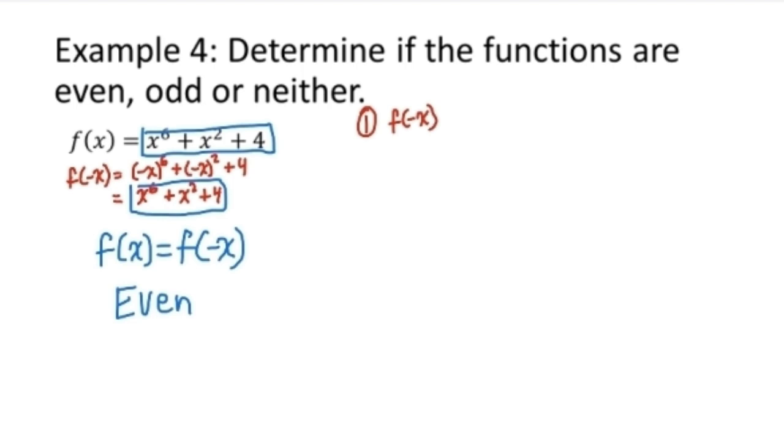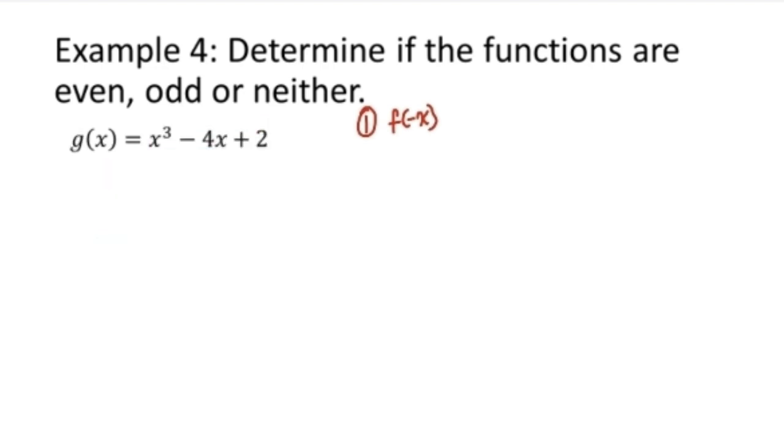Now, once we determine a function is even, we don't have to check to see if the function is odd. The reason being there's only one function that is both even and odd, and that's the function f of x equals 0. Now we're going to test to see if g of x equals x cubed minus 4x plus 2 is even, odd, or neither.